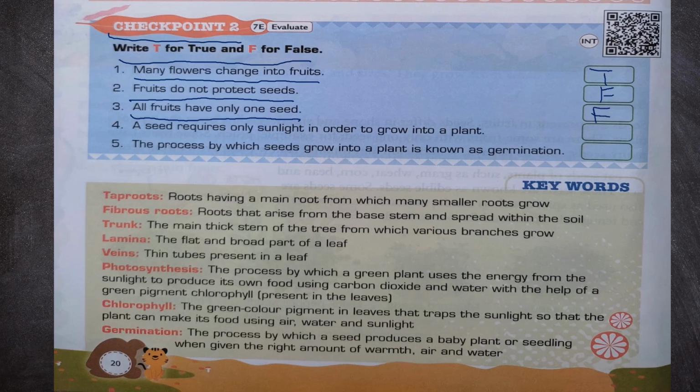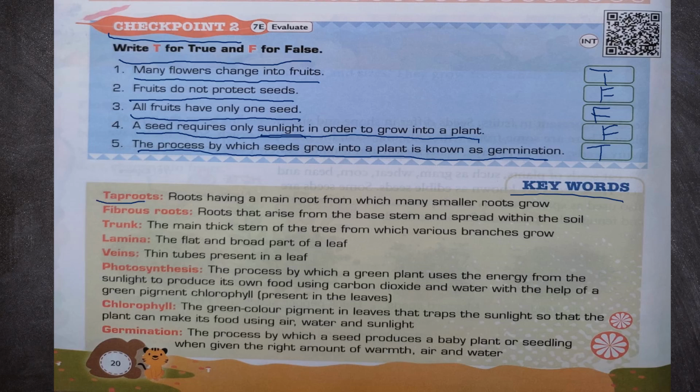A seed requires only sunlight in order to grow into a plant. This is false because seeds require warmth as well as water and air to grow into a plant. So this is false. Fifth, the process by which seeds grow into a plant is known as germination. This is true.